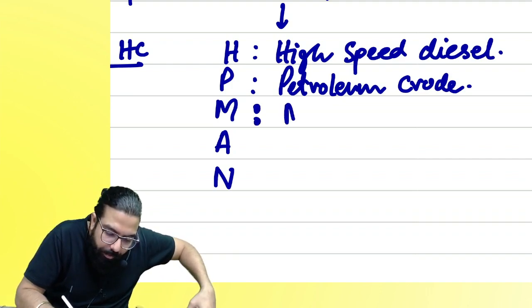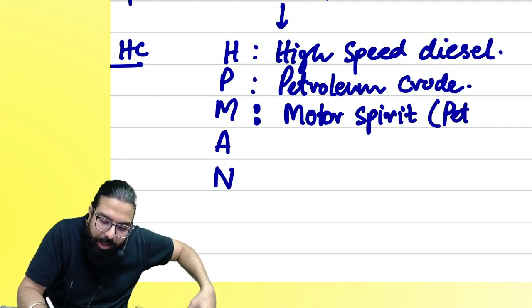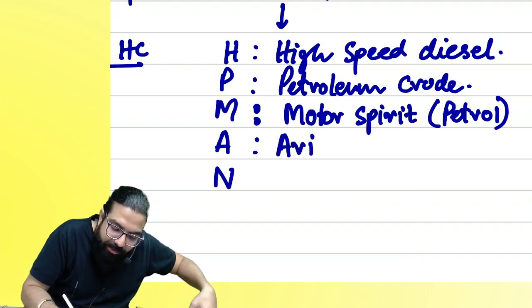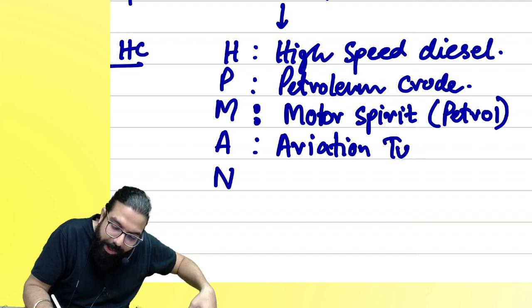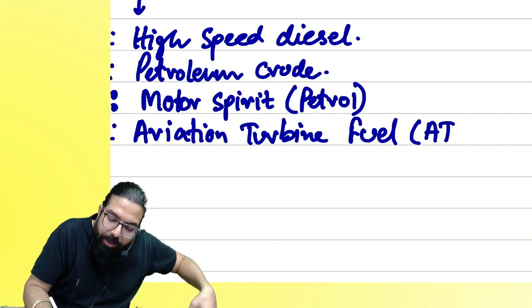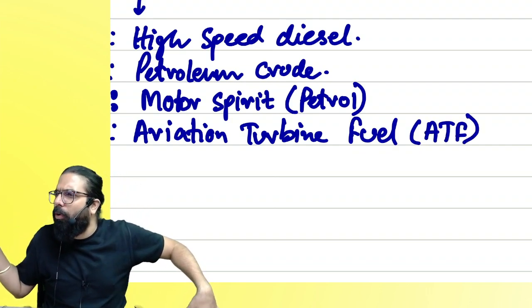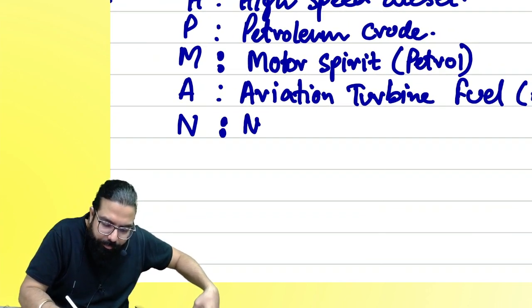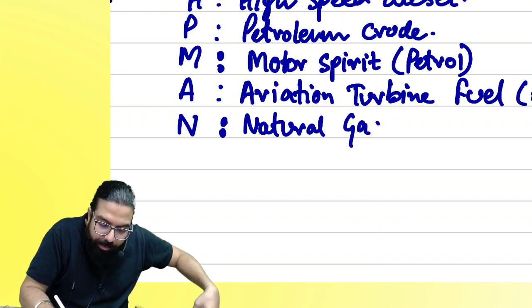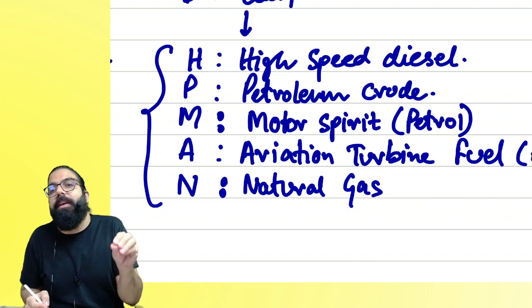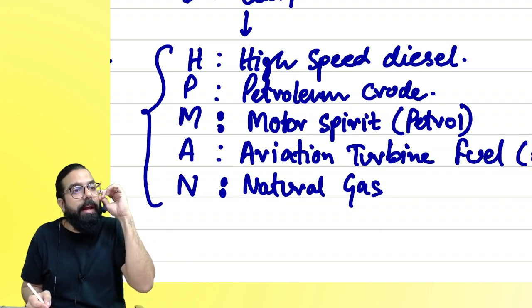M for motor spirit. What is motor spirit? Petrol. The other name for petrol is motor spirit. Okay, everyone. Then the next one is aviation turbine fuel, ATF. Aeroplane fuel is known as ATF. And the last one is natural gas. On these five items, the central government still charges central excise duty. Are we clear, everyone? Can we go ahead?